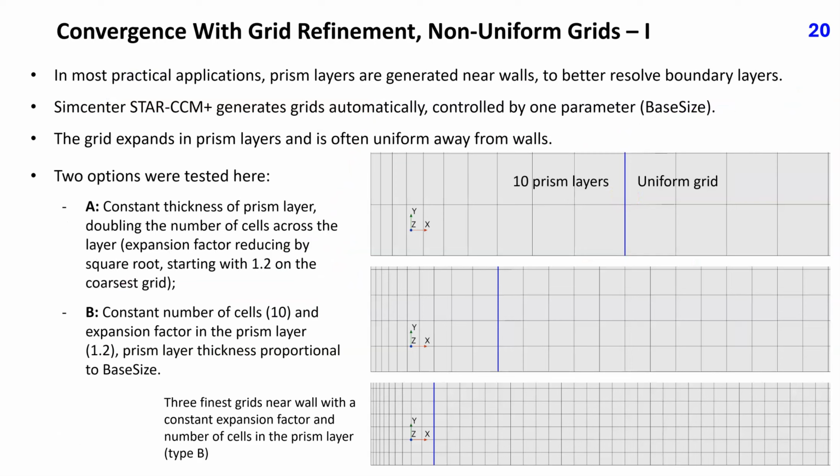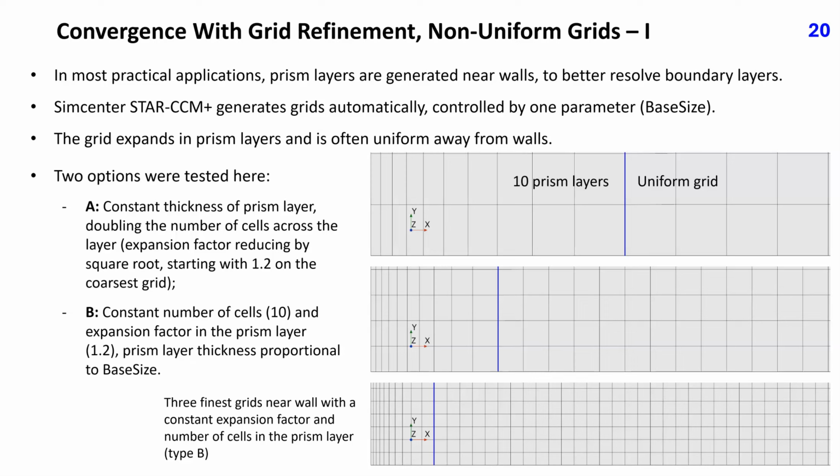In most practical applications, prism layers are generated near walls to better resolve boundary layers. Simcenter STAR-CCM+ generates grids automatically, controlled by one parameter, base size. The grid expands in prism layers and is often uniform away from walls. Two options were tested here. A. Constant thickness of prism layer, doubling the number of cells across the layer.